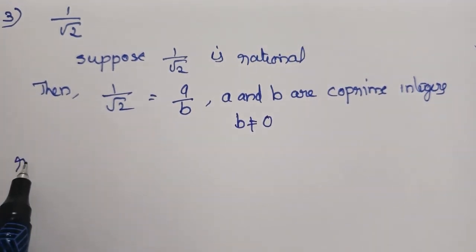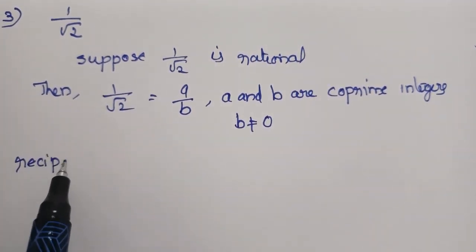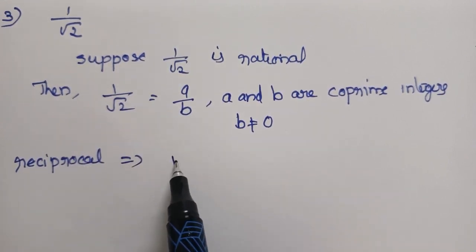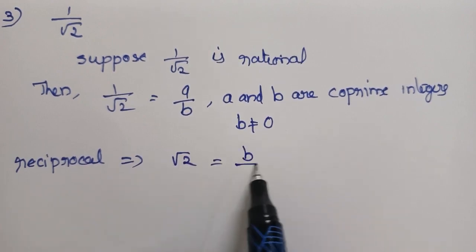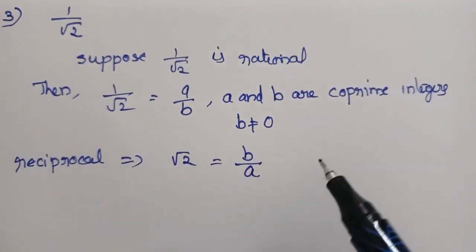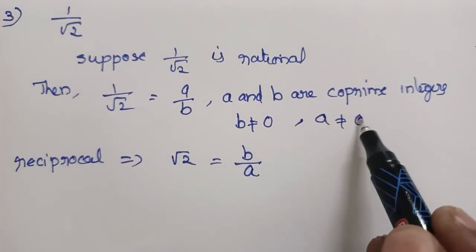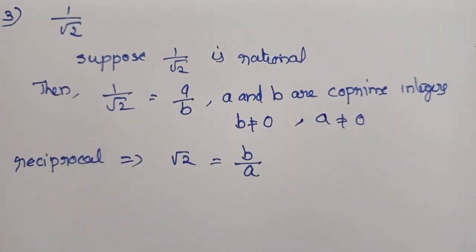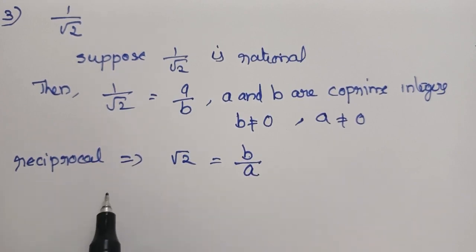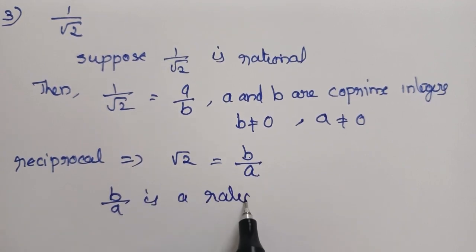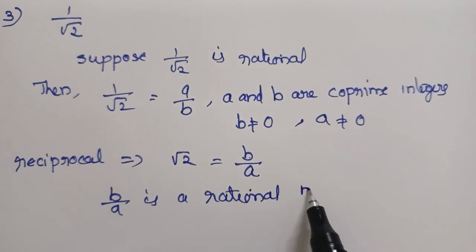Now taking reciprocal, the reciprocal of 1 by root 2 is root 2, equal to b by a. You have to take a not equal to 0 also. Reciprocal of a rational number is also a rational number. Therefore, we get b by a is a rational number.